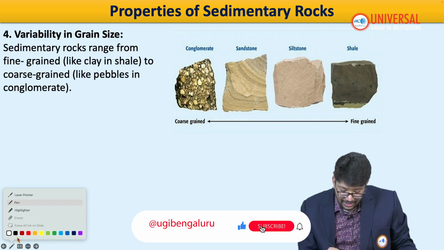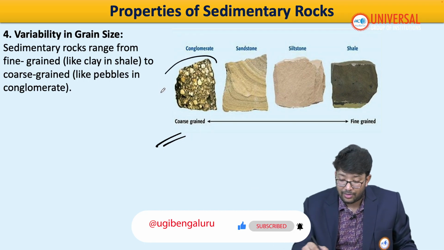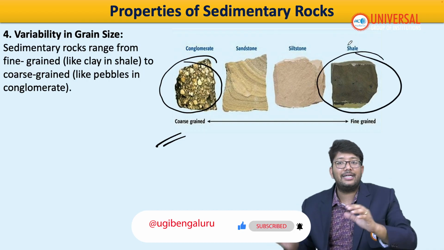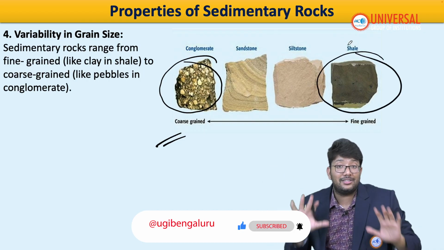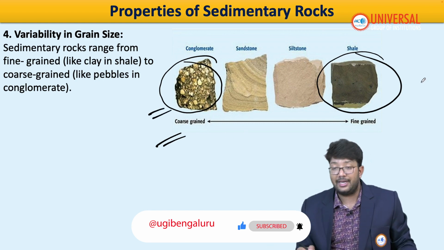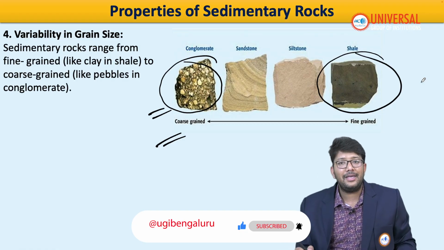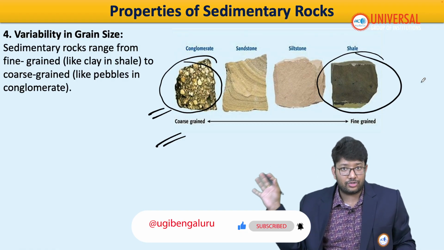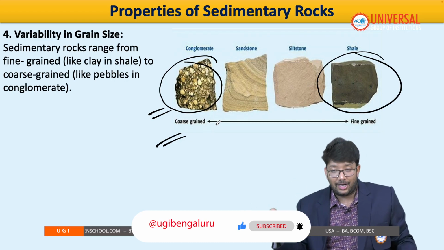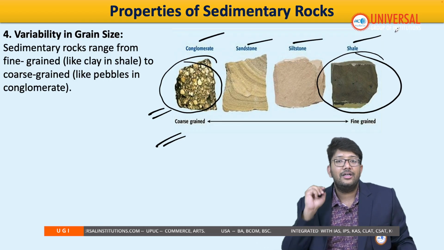Fourth is variability in grain size. As you can see, all these four are sedimentary rocks only, but in this one you can clearly see the grains, and here you cannot see even a single one. It looks like a very homogeneous type of rock. These are called coarse grain, and this fine grain. So in UPSC or any competitive examination, a question can be asked: arrange these rocks according to grains, in descending order of grain size: conglomerate, sandstone, siltstone and shale.